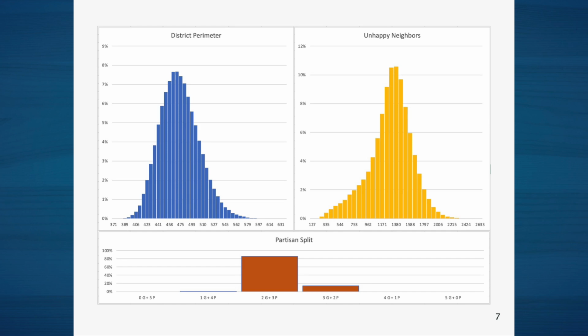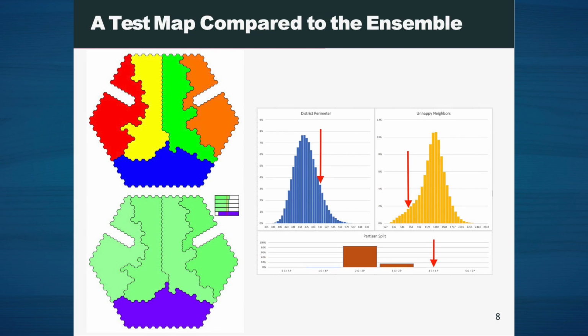So then what you do is you take this ensemble of maps, and when someone presents you a map, you can compare their map to your ensemble. So here's a map from my hypothetical legislature. I take this map and evaluate it, I compare it to the bell curve, and you can see, well, the boundaries are a little bit long. It's kind of unusual, but not terribly unusual. The neighbors are kind of unhappy. Well, actually, they're a little bit happy, but a little unusual. But this is a 4 green, 1 purple district map, which didn't happen out of a million. And so something is weird about this map, right? So you can use this completely nonpartisan data to help contextualize.